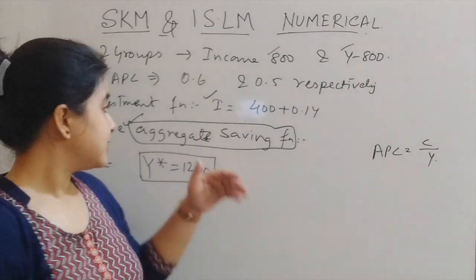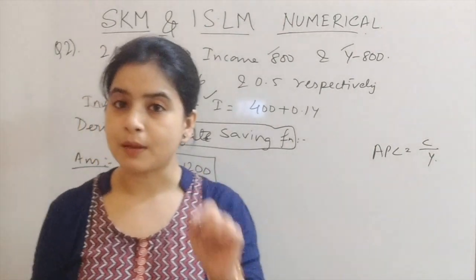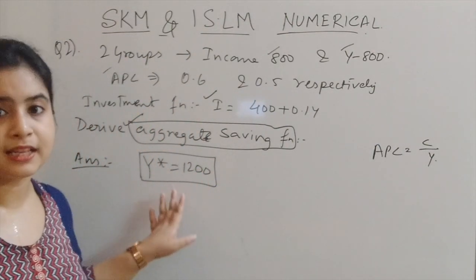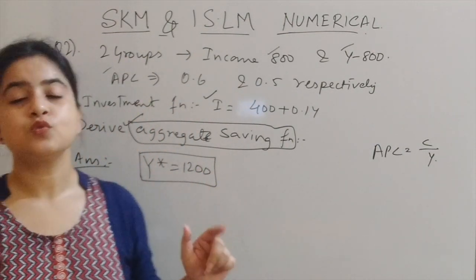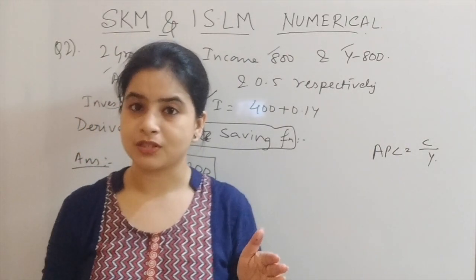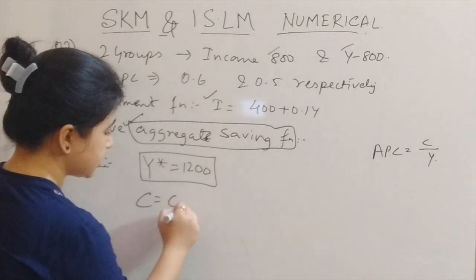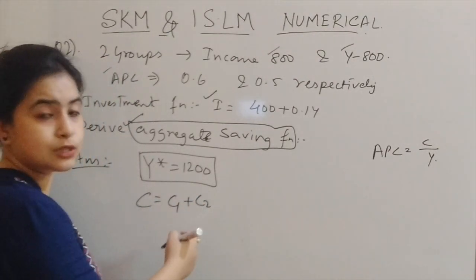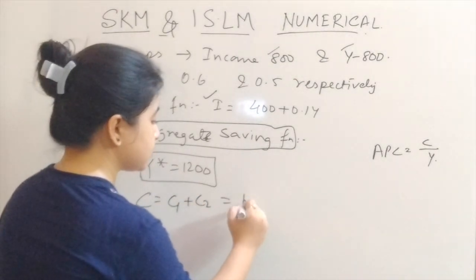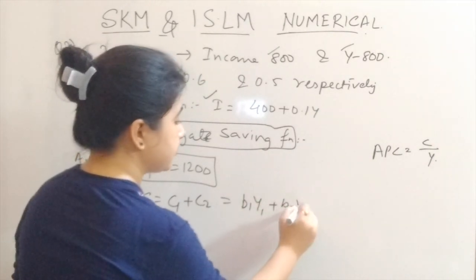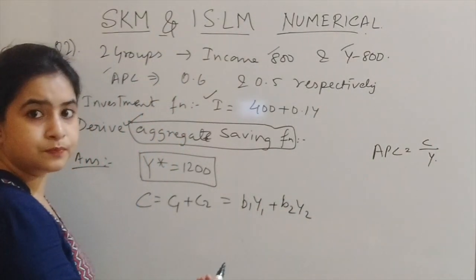So in order to find the aggregate saving function, we need to substitute the value of this Y star that we have just obtained into our aggregate consumption equation. What is it? The aggregate consumption equation was the summation of C1 and C2. And what was C1 and C2? It was B1Y1 plus B2Y2.